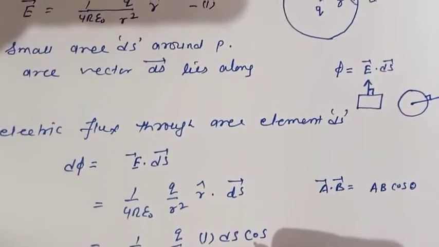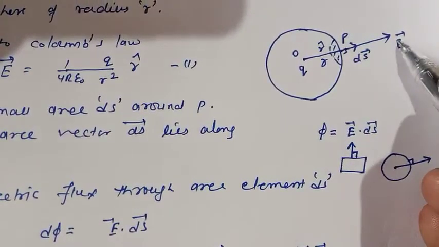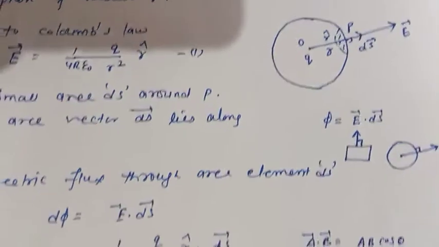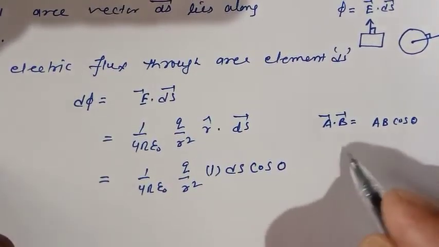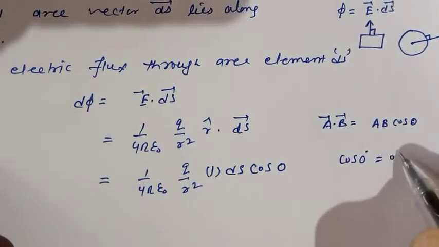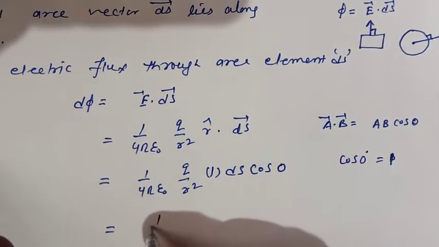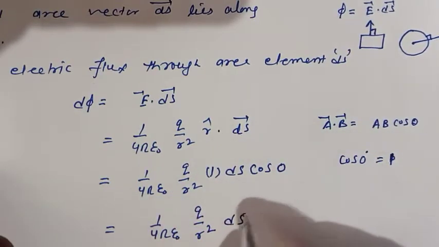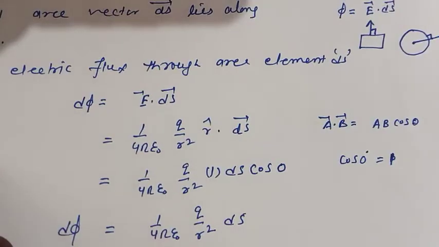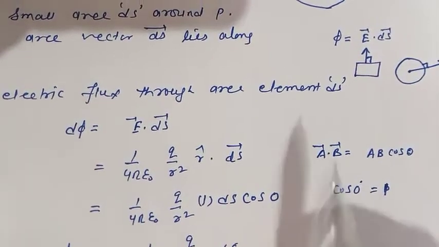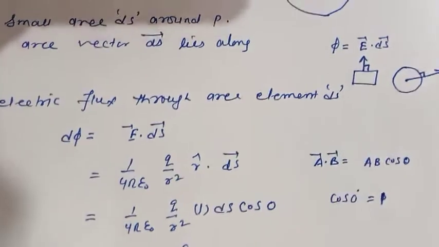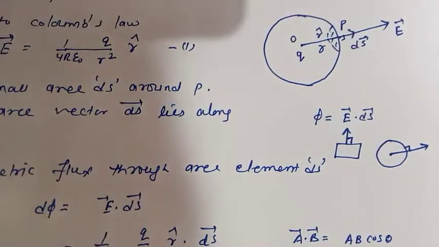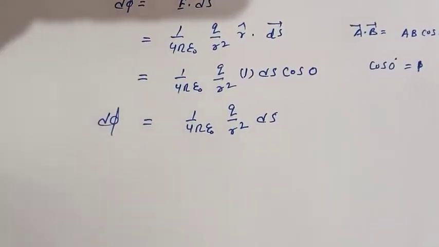So what is the angle between the electric field and the area vector? You can see both are lying in the same direction, so the angle is 0 degrees, and cos 0 degrees is 1. So you have 1 upon 4 pi epsilon 0, q upon r square, ds. This is the small electric flux through the small area element ds. We have to calculate the total electric flux through this spherical surface, so for that you have to integrate it.